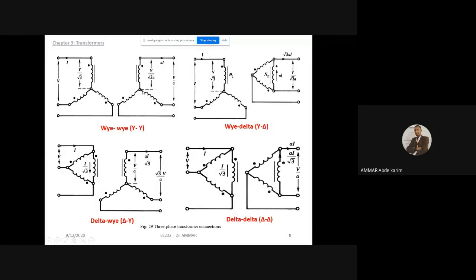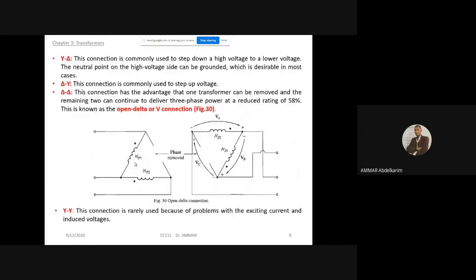Those are the 4 types of the connections of the 3-phase transformers. So it's Y-Y, Y-delta, delta-Y, and delta-delta. The first one, Y-delta connection. This connection is commonly used for the step down. So we use it in the step down transformer from high voltage to low voltage.